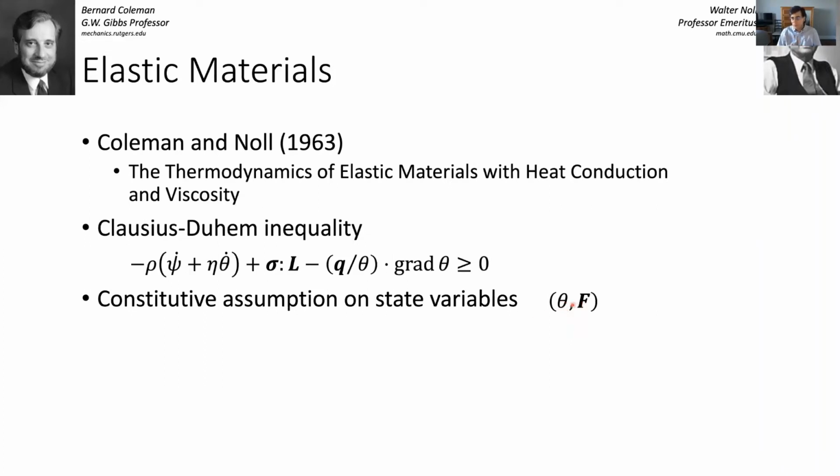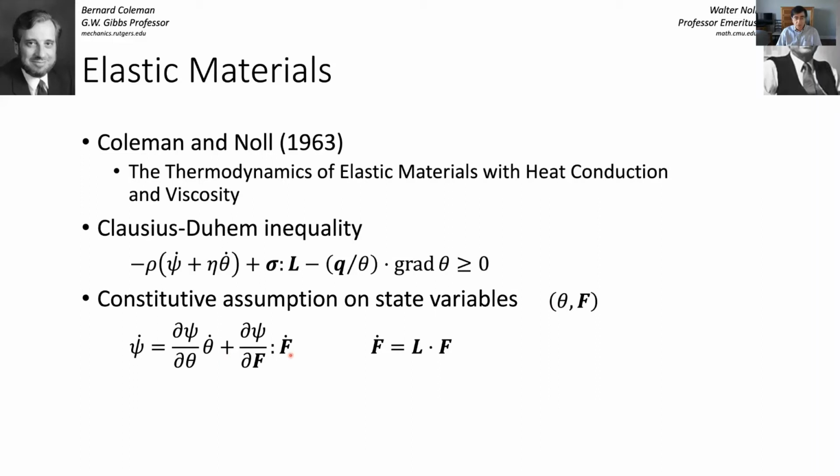These are observable state variables. You can measure temperature, you can measure deformation. Then what you do is, you notice that in this Clausius-Duhem inequality, the only function of state which has a material time derivative is the free energy. So you apply the chain rule based on the dependencies that you chose. You chose a dependency on temperature and deformation gradient.